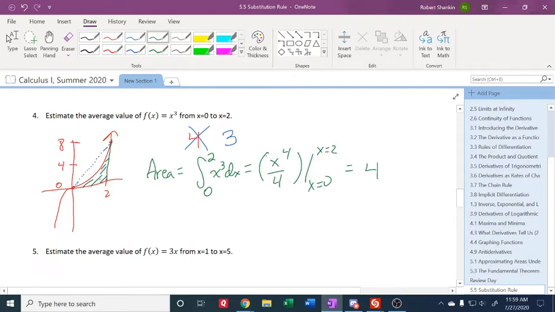All right. So that is not the average value, not the average height of this. It's just the area here. But I can use this area to get this average. Does anybody have an idea how I might do that? How can I use that area to get that average height?